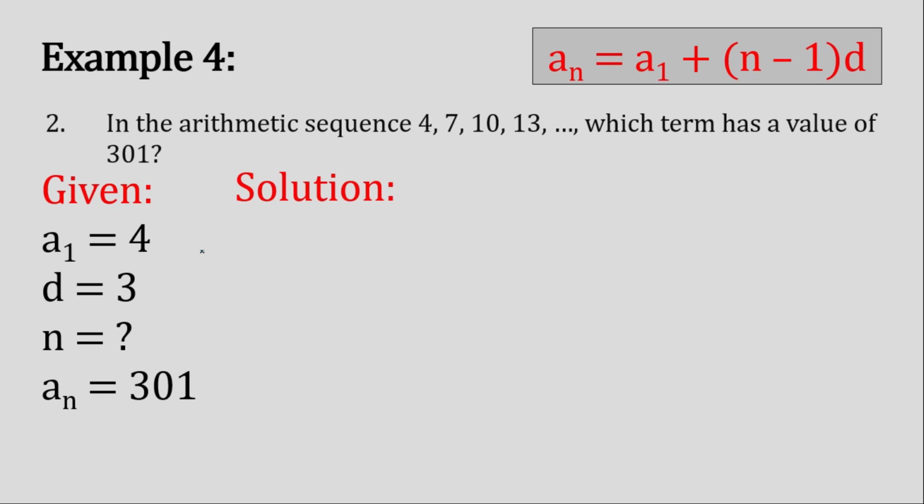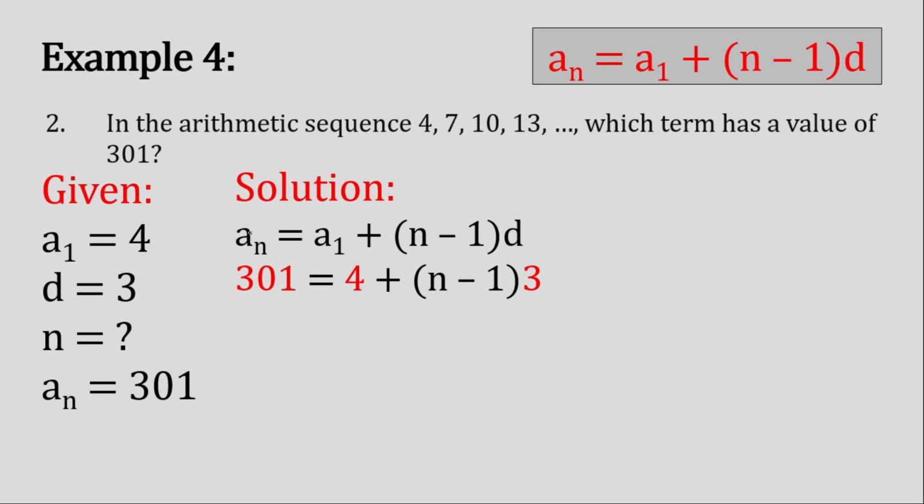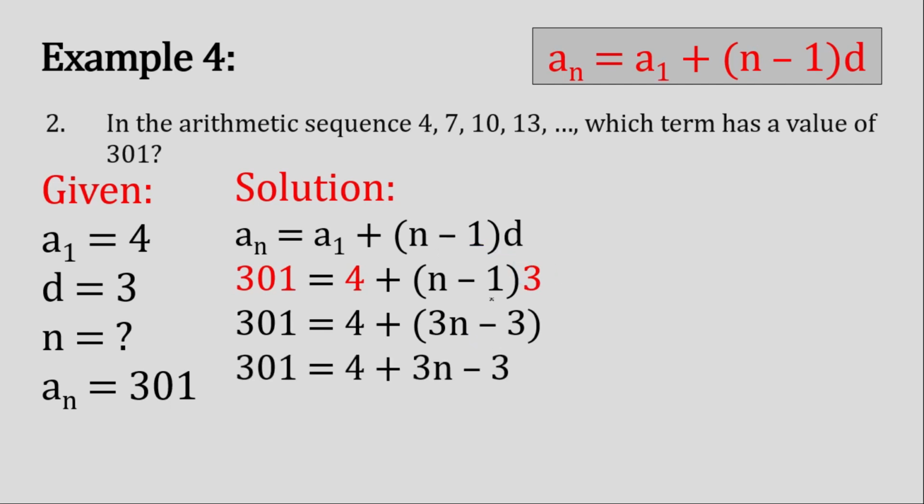Now let's solve this. Let's first write the formula, then substitute the values: 301 for a sub n, 4 for a sub 1, and 3 for d. Let's distribute 3 to n minus 1. That is 3 times n is 3n. 3 times negative 1 is negative 3. Then let's eliminate the parentheses. Then combine like terms. Let's combine 4 and negative 3. So we have this equation now.